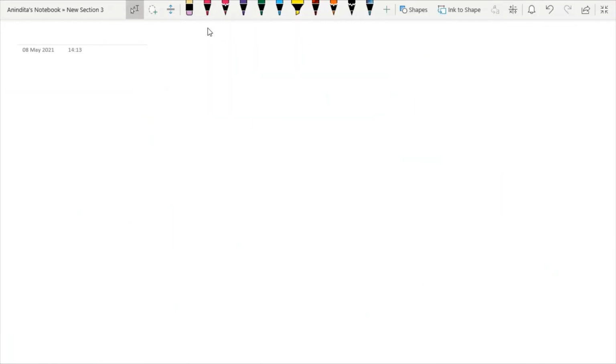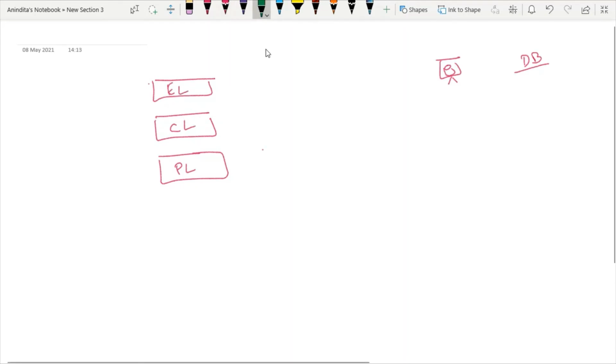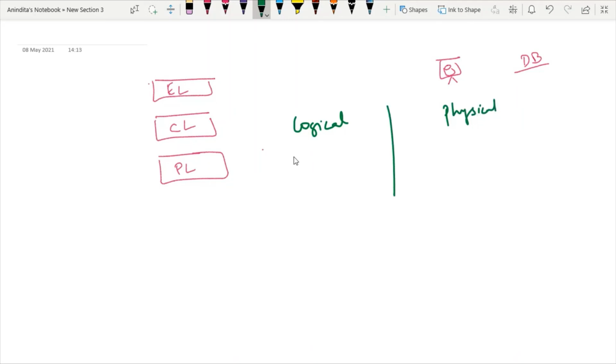Three-tier architecture in DBMS, where I have talked about three specific layers, where we have at the bottom the physical layer. Above the physical layer we have the conceptual layer, and above that we have the external layer. If I ask you this question, what is the difference between logical data independence and physical data independence?